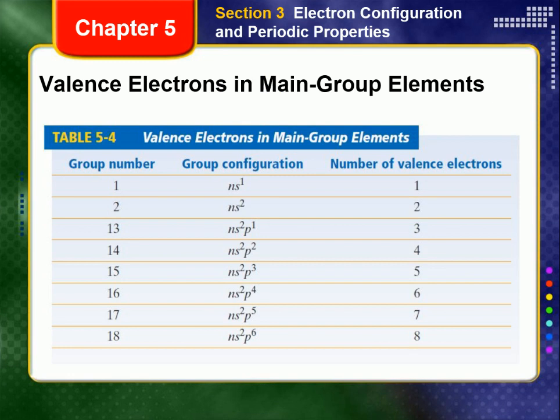The inner electrons are in filled energy levels and are held too tightly by the nucleus to be involved in compound formation. The group 1 and group 2 elements have 1 and 2 valence electrons respectively, as shown in table 5-4 on the screen now or on page 150 of your text. The elements in groups 13 through 18 have a number of valence electrons equal to the group number minus 10. In some cases, both the s and p sublevel valence electrons of the p block elements are involved in compound formation. In other cases, only the electrons from the p sublevel are involved.